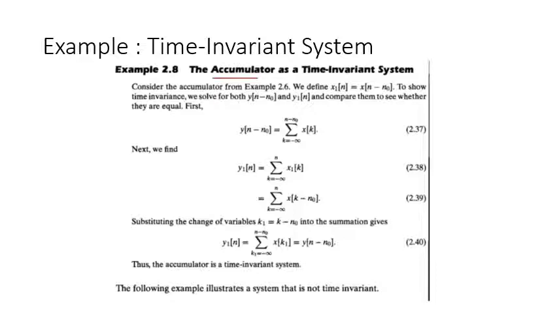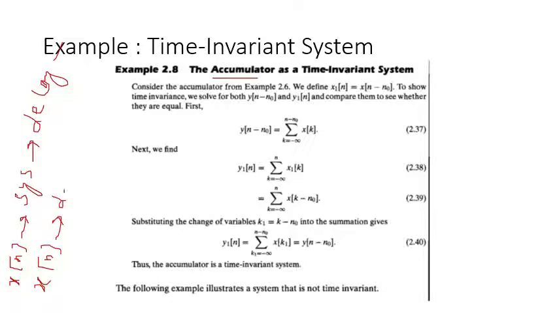Basically, my understanding is that you consider an input and pass that input through a system and then you delay it. The other time, you take an input, you delay it first and then pass it through the system. If both the outputs are equal, it means the system is time invariant.